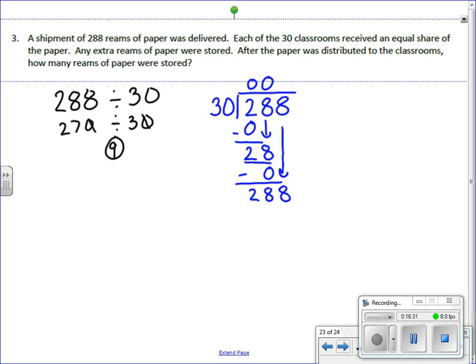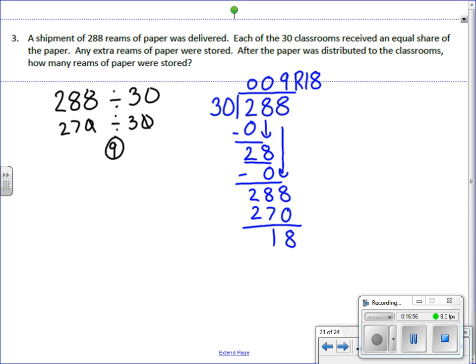In our estimate, I got 9. 9 times 3 is 27. Really, we can't go up to 10 because you can only put 1 number in each place. So I'm going to put a 9 here. 9 times 0 is 0. 9 times 3 is 27. When we subtract, we get 8. 8 minus 7 is 1. So we get 9, remainder 18.